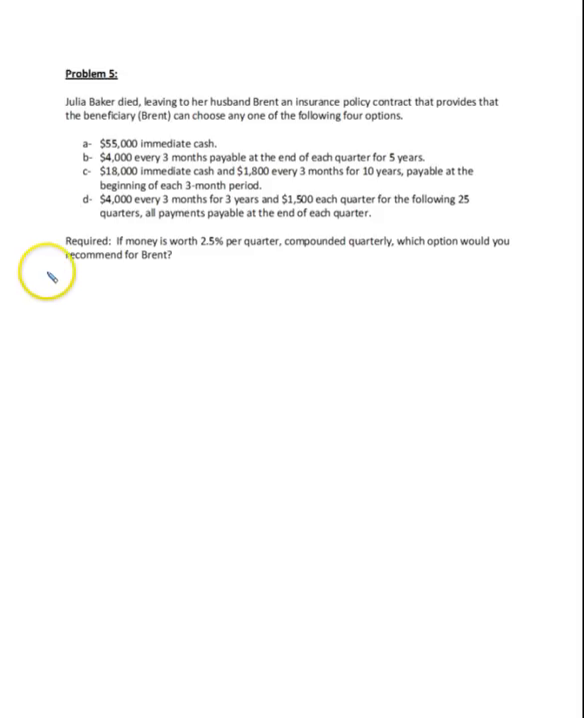Okay, so we need to figure out, again, we've got a bunch of stuff going on in the future. We need to solve for the present value of each of these alternatives. Then we can decide which one Brent would want to take. So in A, that one's pretty easy. That is the present value, isn't it? $55,000 is what he would get today, so that is its present value. For B, he'd get $4,000 a year, every 3 months. So let's see, every 3 months is a quarter for 5 years, so that's 20 quarterly periods.